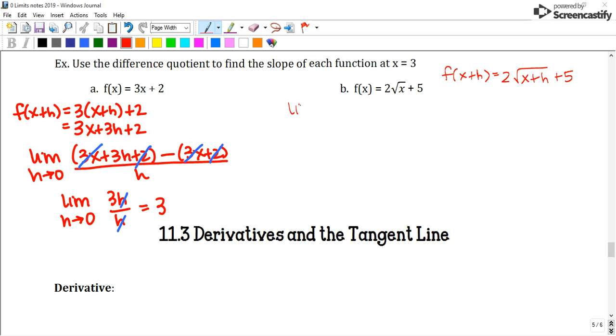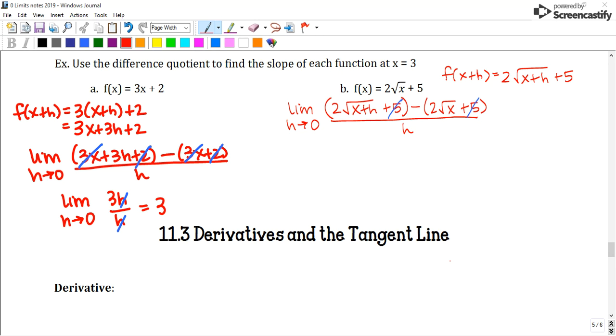Okay, so I'm going to find the limit as h approaches 0 of f of x plus h, which I just found, 2 square root of x plus h plus 5, minus my original, which was 2 square root x plus 5, and then all over h. Okay, with the subtraction again, we can see that the 5 is going to cancel out the 5, but that's really all that's changing right now. So I still have the limit as h approaches 0, 2 square root x plus h minus 2 square root x over h.